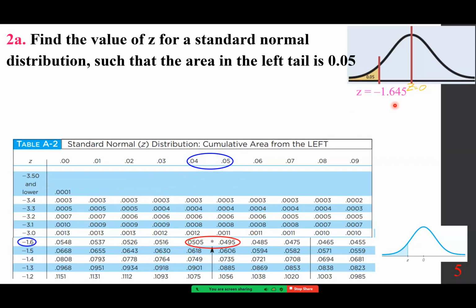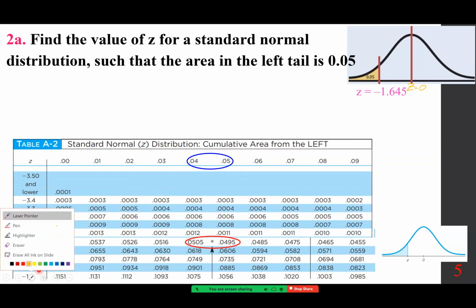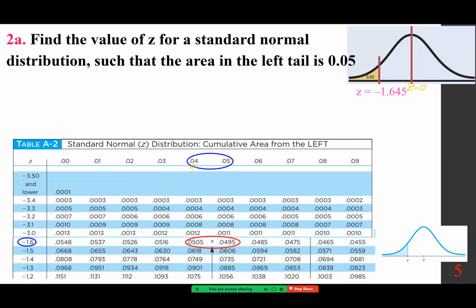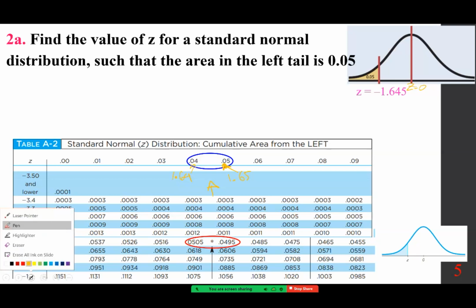So again, I want to make sure we see that this means 1.64. This means 1.65. We want the number in between. In fact, if you look at the table with the asterisk, it shows you that number, negative 1.64. Now, this is using the table and the concept of a cumulative area from the left. That's why I showed you this.